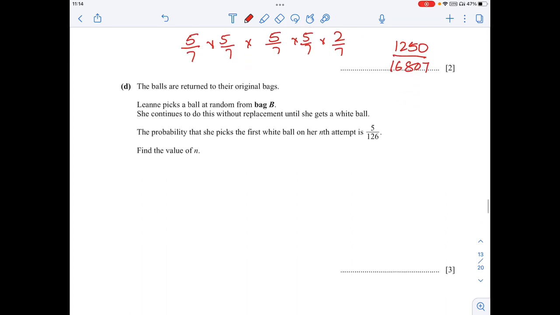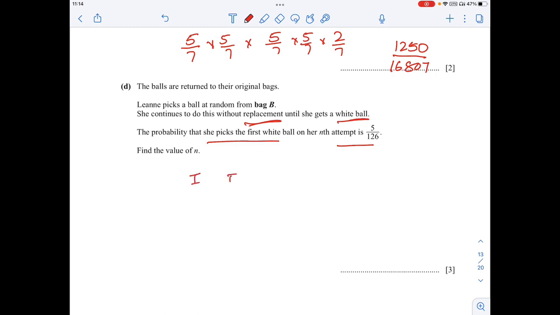The balls are returned to their original bags. L picks a ball at random from bag B. She continues to do this without replacement until she gets a white ball. The probability that she picks the first white ball in her nth attempt is 5 upon 126. Find the value of n.